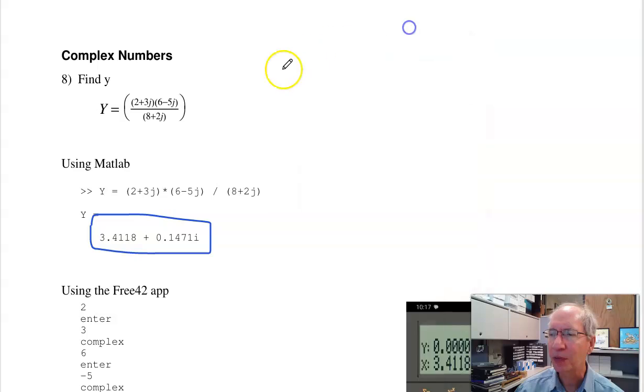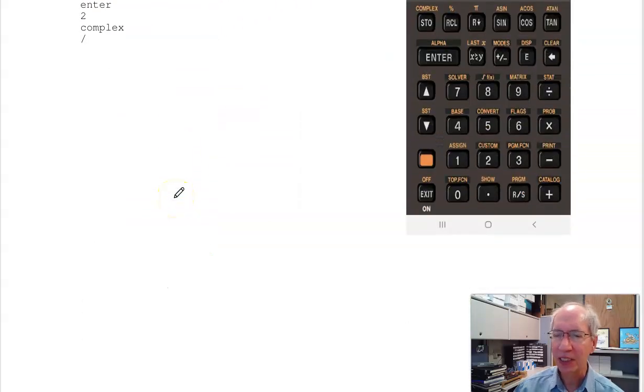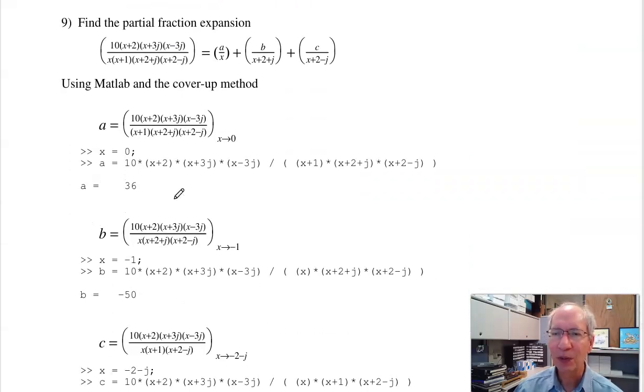Basically, HP is a company of electrical engineers, and surprise, surprise, they build really, really good calculators for electrical and computer engineers. Number 9 is do partial fraction expansion with complex numbers.